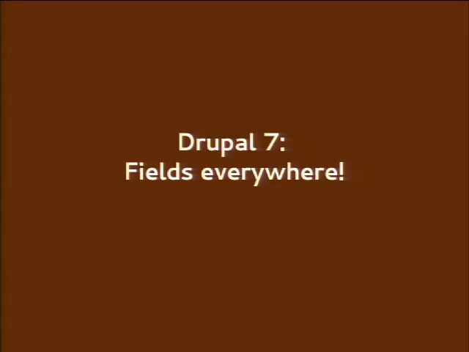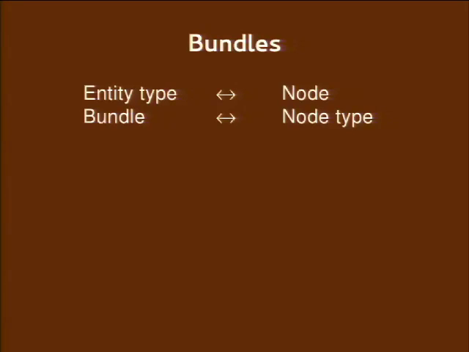So fields are optional. In Drupal 7, in addition to entities, there's also the concept of bundles. A bundle is basically, I would say, the subtype of an entity type. It's best explained if we look at the analogy of nodes. In the case of the entity type node, the bundles are the node types. So really, the bundles determine the fields you can put on a certain entity, on a certain node.